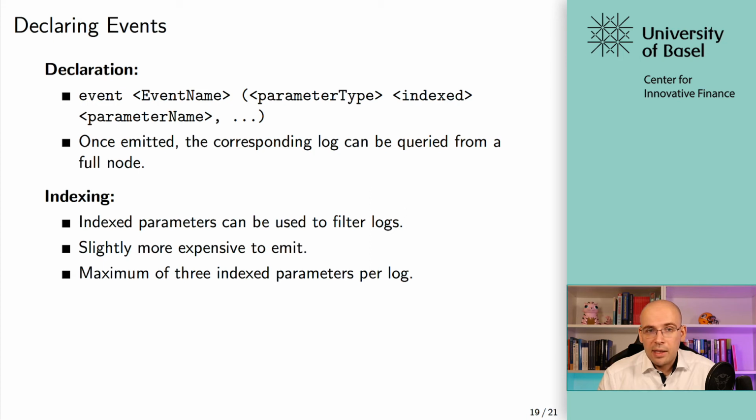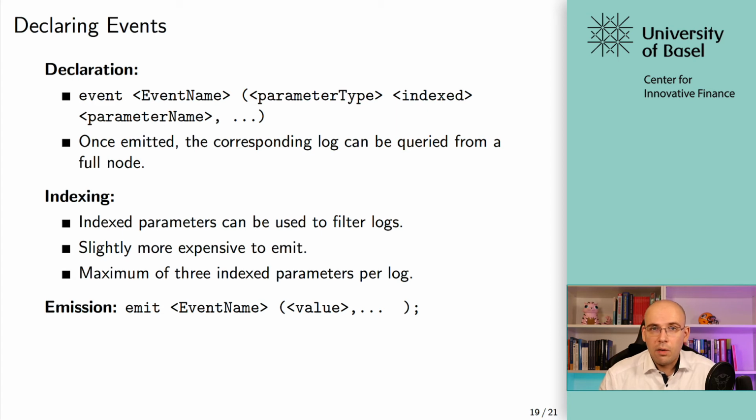Indexing is slightly more expensive to emit, obviously, but an indexed parameter can be used to filter these logs, so you can ask for a specific value for a parameter that has been indexed. And there is a maximum of 3 indexed parameters per log, so you cannot use the indexed keyword for any more than these 3 parameters. To emit the event, so that's the declaration up here, you basically say emit, event name, and then you have the values here in the brackets. And that's how you emit the event as part of a function.